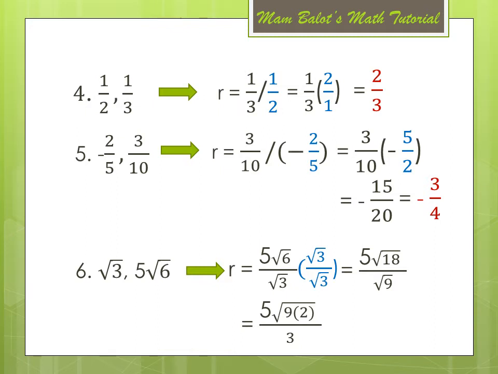So, look in the numerator that we can get the square root of 9. So, we have to get this out into the radical expression. So, we have now 5 times 3. And what's left in the radical is the square root of 2. So, divided by 3. And we can now cancel out 3. So, what's left is 5 square root of 2. So, the ratio in number 6 is 5 square root of 2.